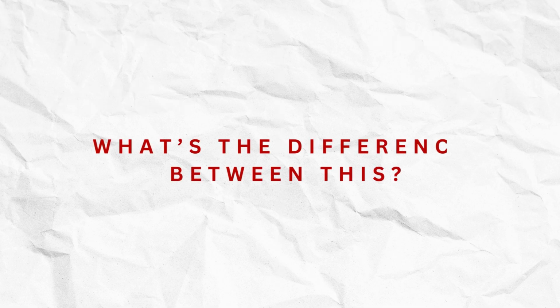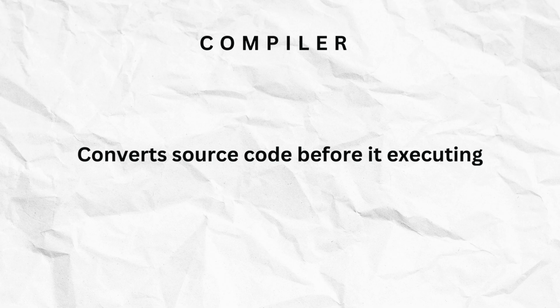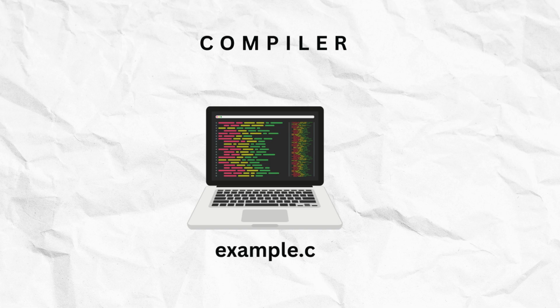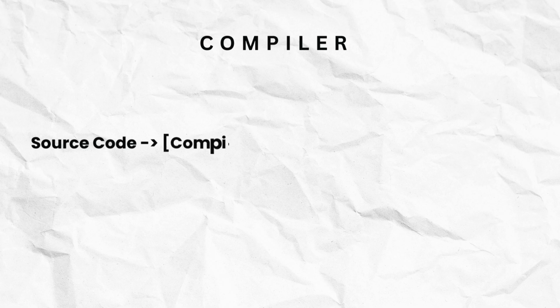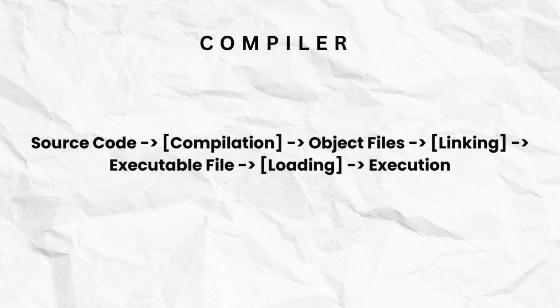And what's the difference between these? Now let's see. Compiler. The compiler converts the source code before it gets executed. For example, we write a lot of statements of code and save it as an example.c file. It converts the C file into an object file. Then it progresses to linking. Linking means if our code uses some libraries or needs some other files, it links some of the object codes into a single object code. Then it prepares an executable file.